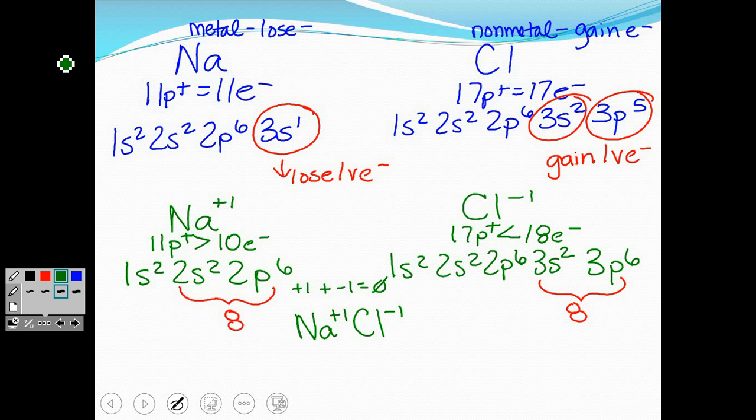Now, why is this holding together? Why are these holding together? Because we have a positive here and a negative here, and that is called what? Electrostatic something. Electrostatic attraction.